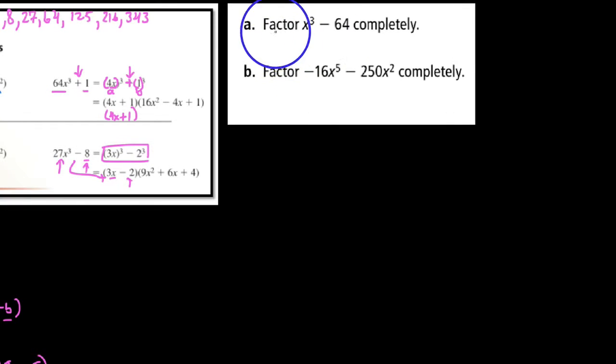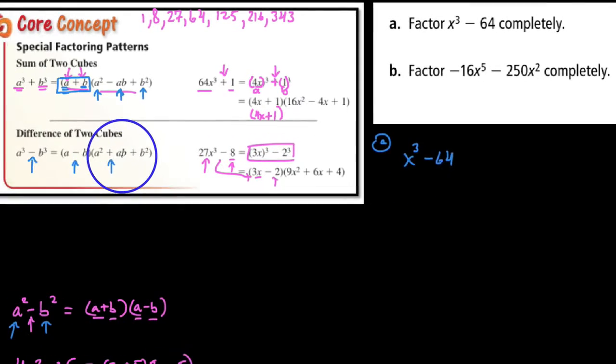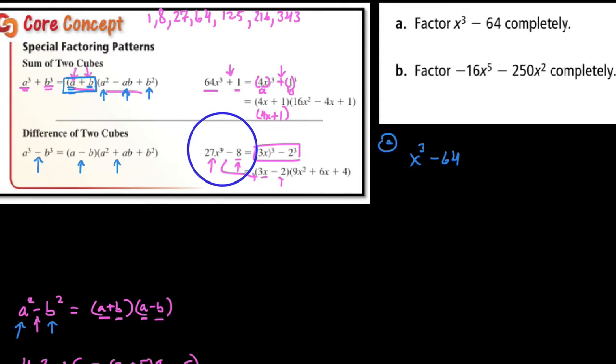So what I want to do here is factor these two expressions completely. So we'll start with letter A, and we've got x cubed minus 64. Because this has two terms, I would say, well, maybe it's a difference of squares, or a sum or a difference of cubes. You can always recognize two-term things might be those special factoring patterns. And I do recognize that these are cubes.